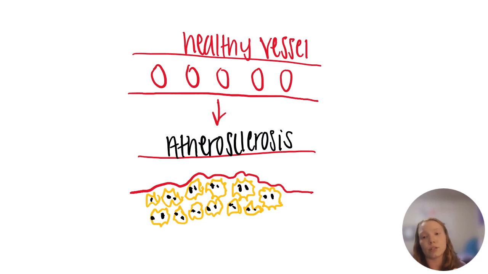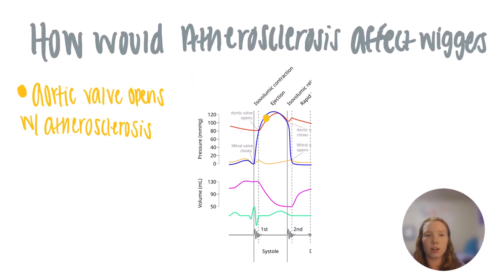How does atherosclerosis affect the Wiggers diagram? So we already talked about what normally happens. We normally have this afterload that has to be overcome by the pressure in the left ventricle. Once that depolarization happens of that left ventricle, it starts contracting. We see the increase of pressure in the left ventricle, and we have to overcome the afterload in order to actually eject the blood.